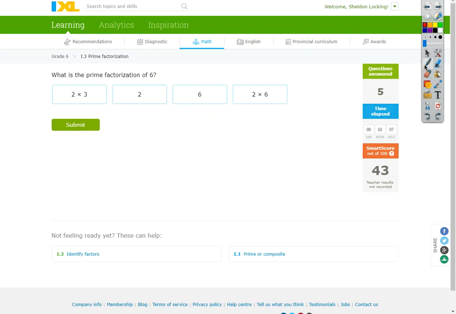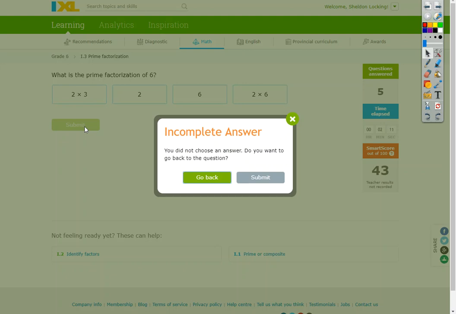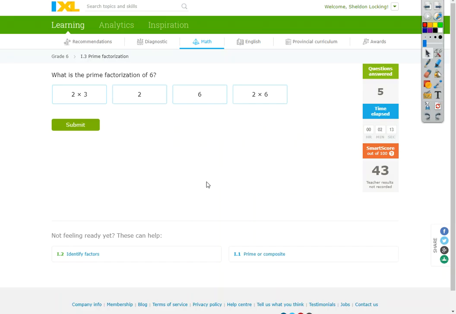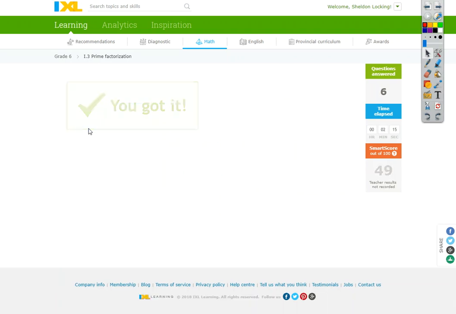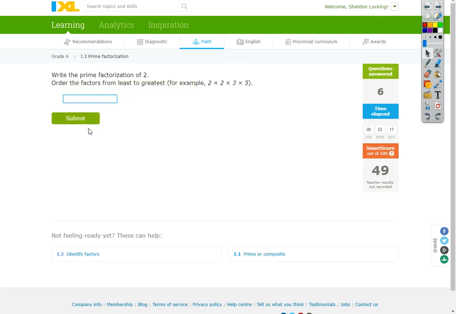Prime factorization of 6. We already know this. 2 times 3. 2 times 3 is 6. Boom. Whoa, whoa, whoa. Didn't answer something. Slow down. 2 times 3 is 6. Boom. There we go. You don't want to get any wrong on IXL, or else you lose a huge smart score. Look at this. 6 questions. I'm already at 49 in 2.5 minutes, right? Take your time. You know your stuff.